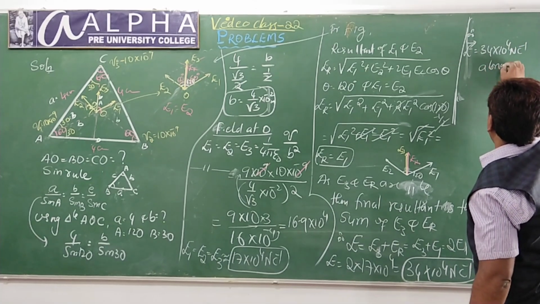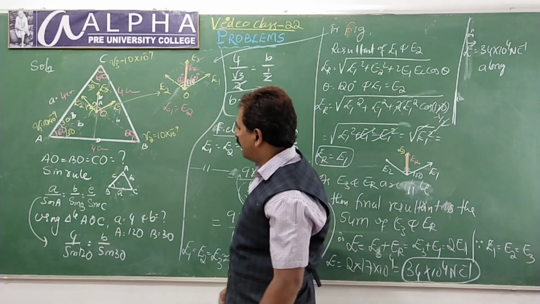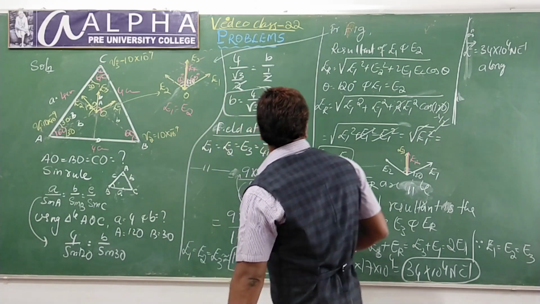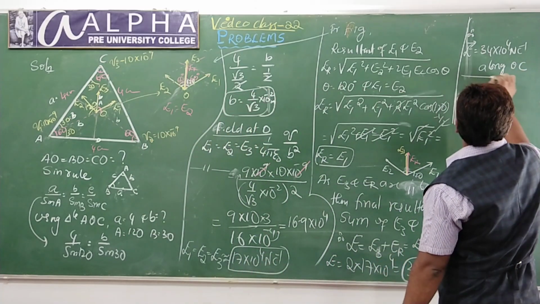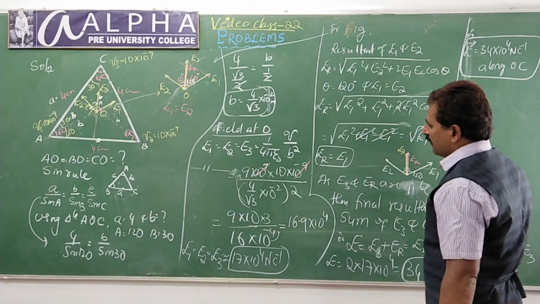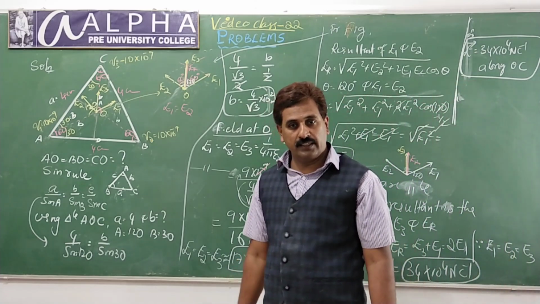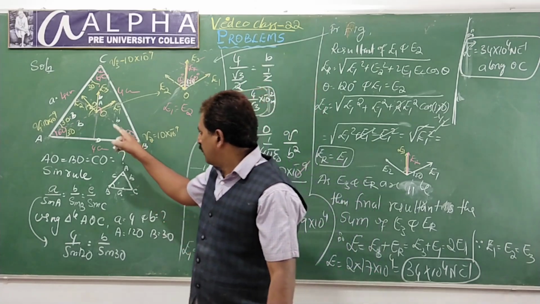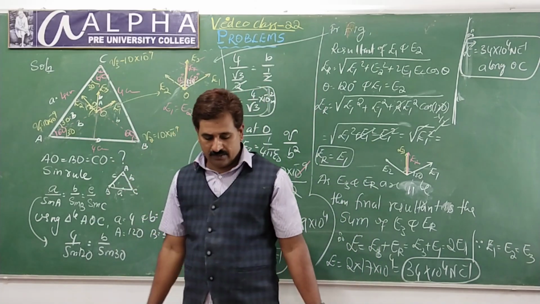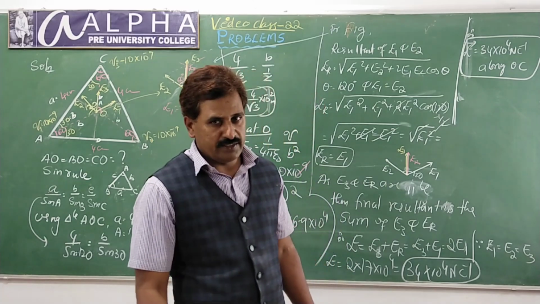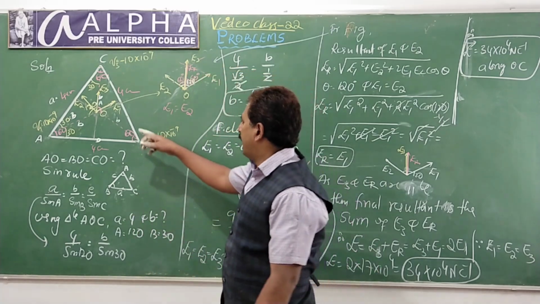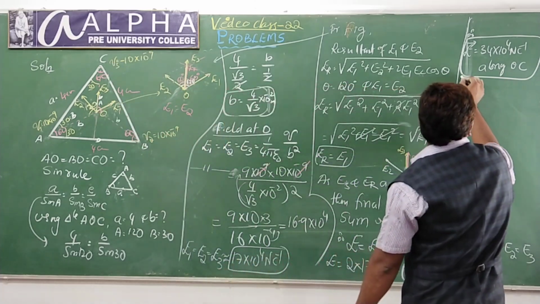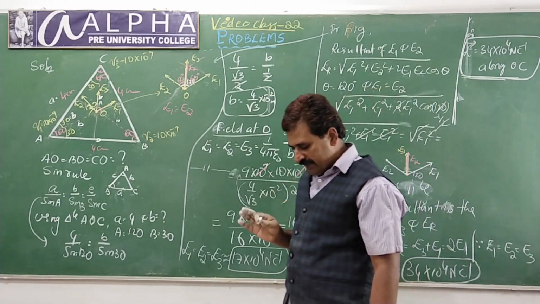Along which direction, students? The direction is very clearly defined, along OC. Very simple. You need not use the resultant formula, that is tan alpha equals E2 sin theta by E1 plus E2 cos theta. You need not use that. They are parallel. That's why the resultant is in the same direction, OC. It's very simple. See, very, very simple and easy.